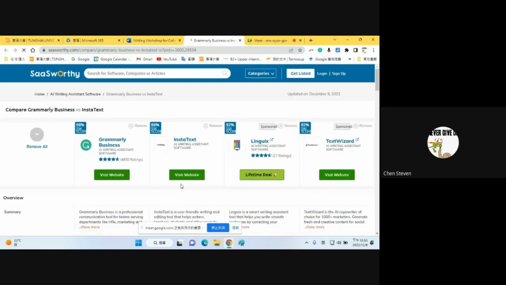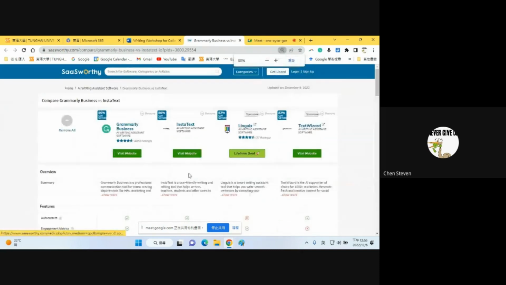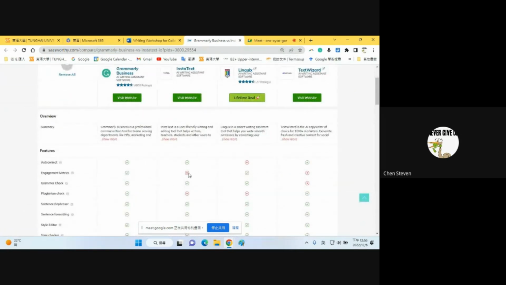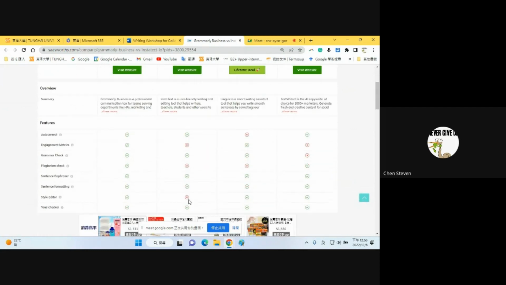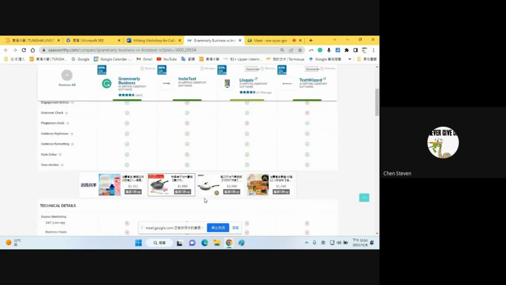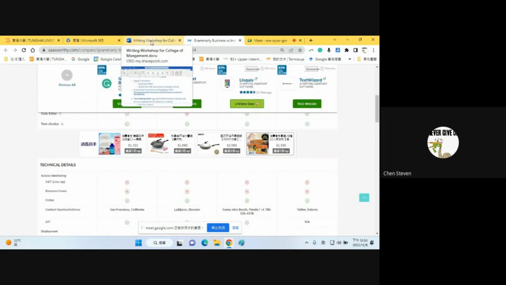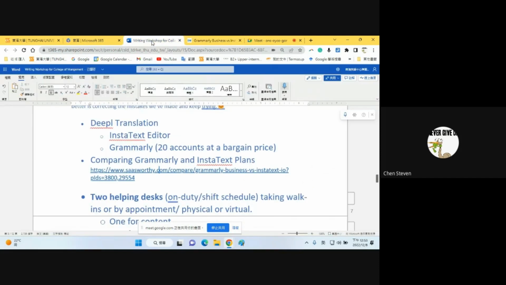So I have a chart here, how lovely, right? To help you compare. This is Grammarly, this is Instant Text, and these have all their checked and crossed merits and disadvantages. If you follow the map that will be distributed to you when the speech is over, you could come back for a revisit.